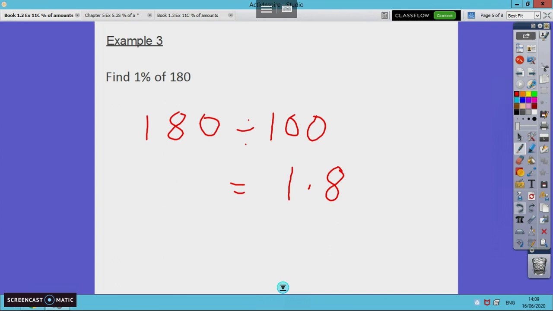It doesn't change the value of the number. So even though it may start off as 1.80, we don't actually need that 0 there, and we can get rid of it. So 1% of 180 is 1.8. So they're the 3 main percentages that you need to know how to find.